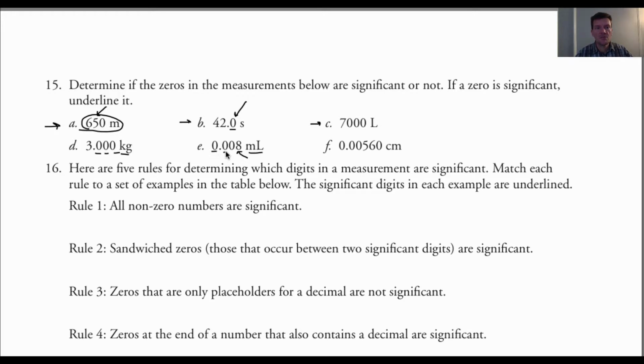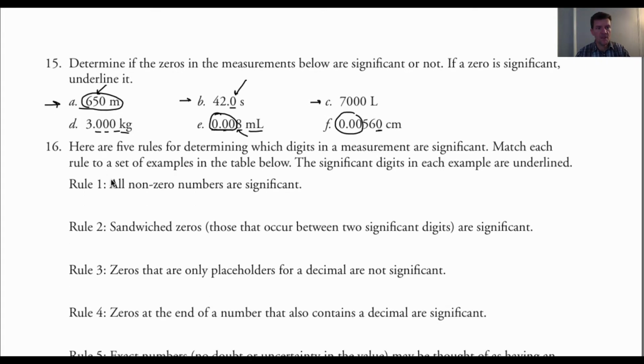But these zeros, the purpose of them, I shouldn't underline them, sorry. These zeros right here, the purpose of them is just placeholders. Alright, these three zeros right here are placeholders, but the last one is a significant figure. Alright, I hope you're figuring out the difference between all of these.